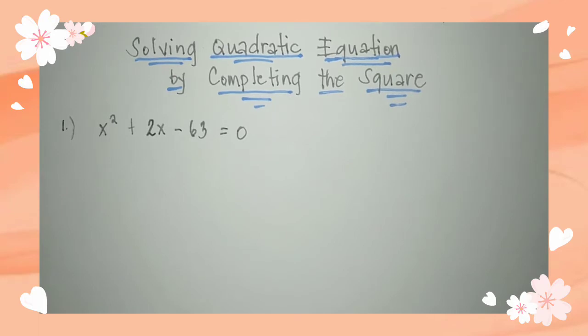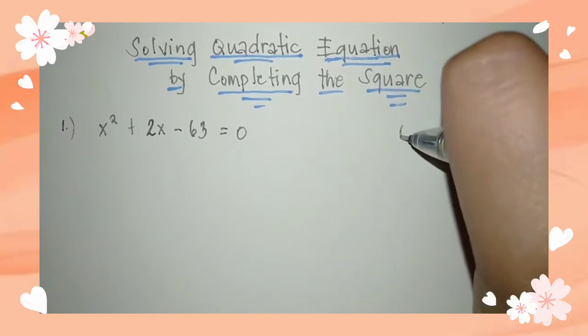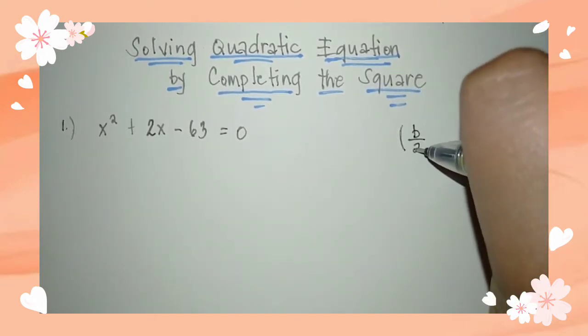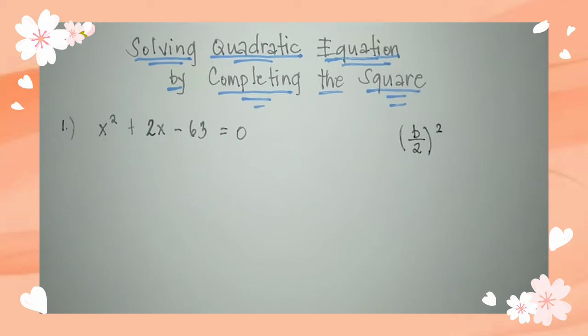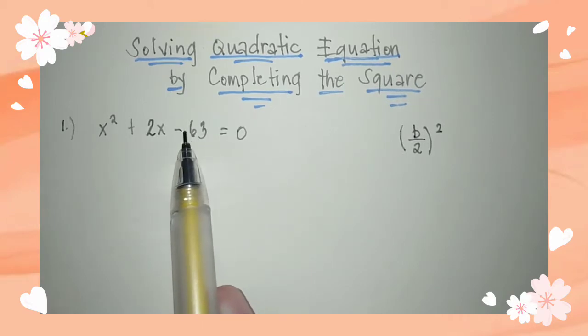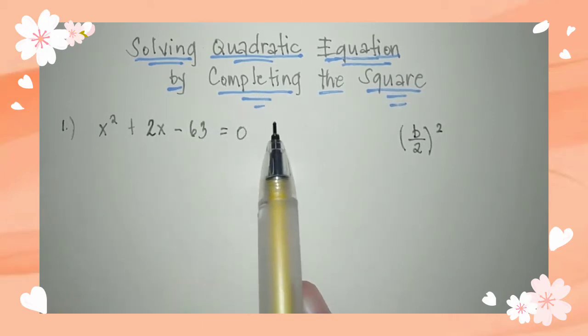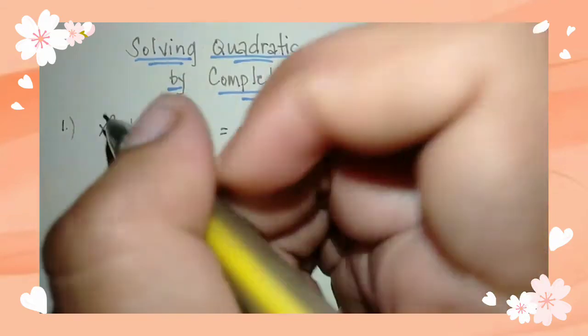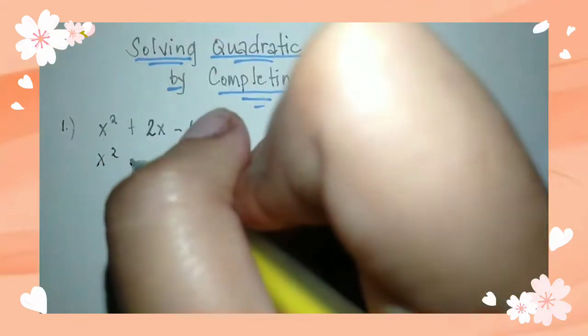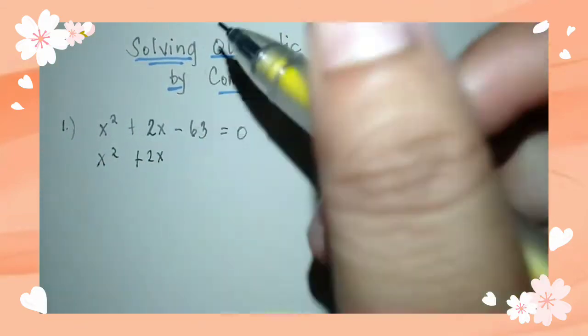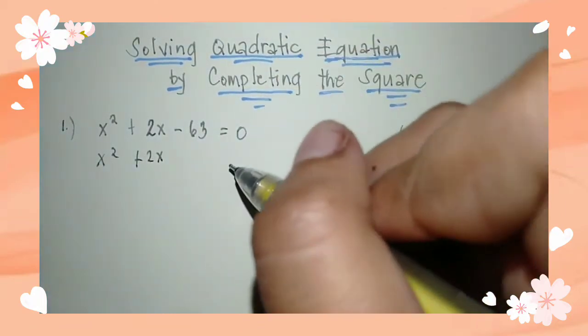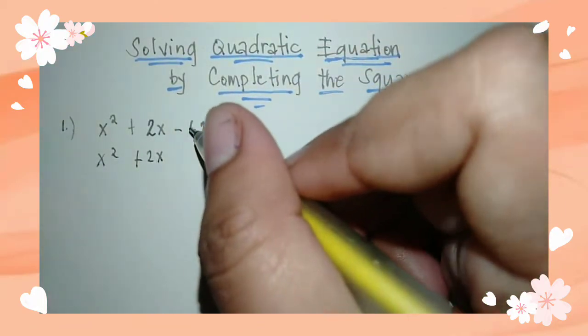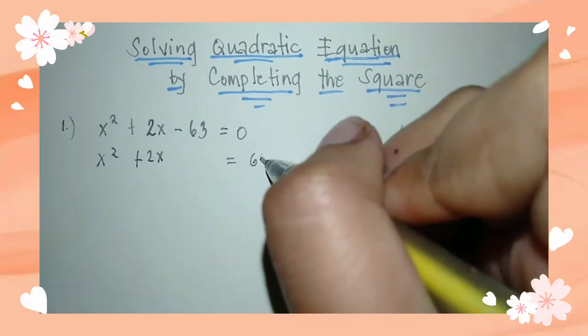Remember, when solving quadratic equation by completing the square, palagi nyo itong tatandaan: b over 2 squared. Yes, gagamitin natin yan. Okay? And the first thing to do is ihiwalay natin si constant. We're going to transpose it to the other side. So, ganito. We have x squared plus 2x, mag-leave lang tayo ng blank dito, is equal to negative 63 becomes positive 63.